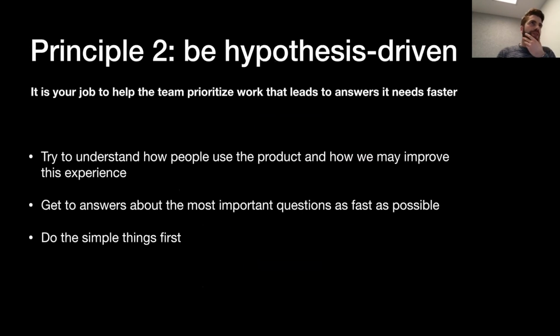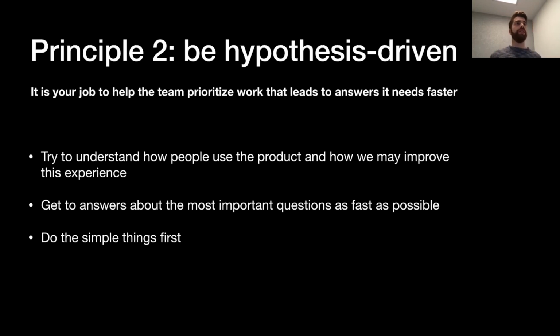The second principle I want to talk about is being hypothesis-driven. I think the way to summarize this is that it is your job as a data scientist to really help prioritize work that leads the team to answer the questions it has faster. So one way we work is really we try to understand how people use the product and how we may improve the user experience. One thing that's important here is to get to the answers to the most important questions first, and as fast as possible, and to do the simple things first.